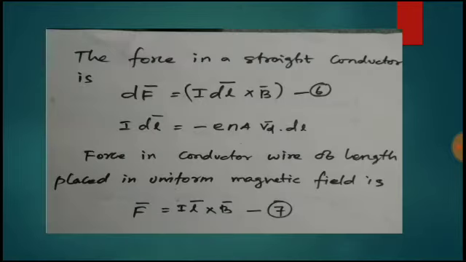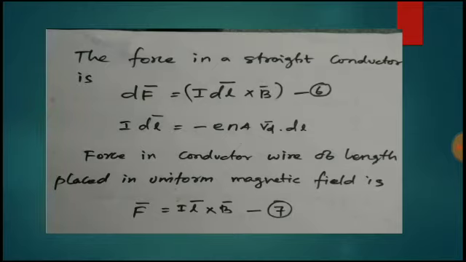The force on the conductor, the total force, is the current into the element length in the magnetic field. That's why I'm taking dF equal to I dl into B, because I dl is minus e n A Vd into dl. Therefore the force on a conductor wire of length l placed in a magnetic field is only F equal to IL into B. Clear? Only IL into B.